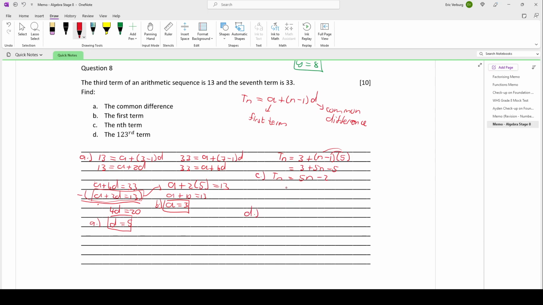And then finally, question D, the 123rd term. Now we can just use our answer that we had in C. So term 123 equals 5n, but n is 123, minus 2. So 5 times 100 is 500, 5 times 20 is 100, so that gives us 600, and 5 times 3 is 15. So 615 minus 2, that gives us 612. So the 123rd term is equal to 612.